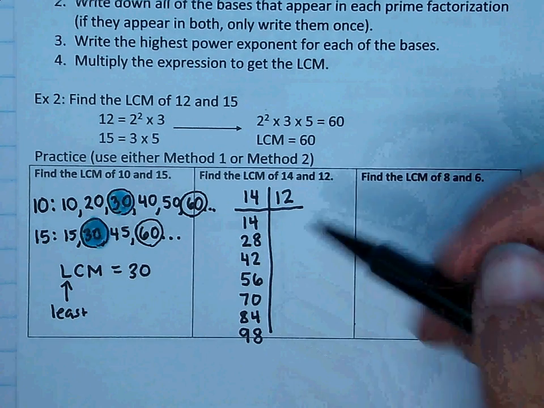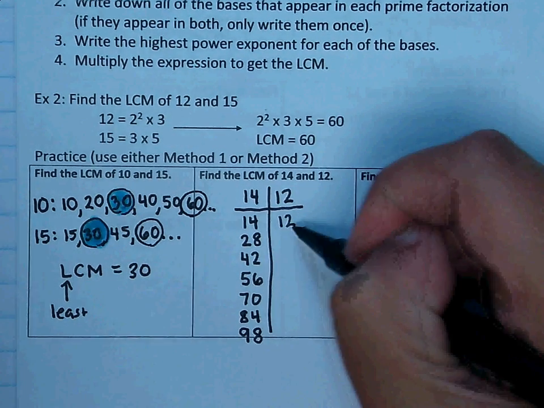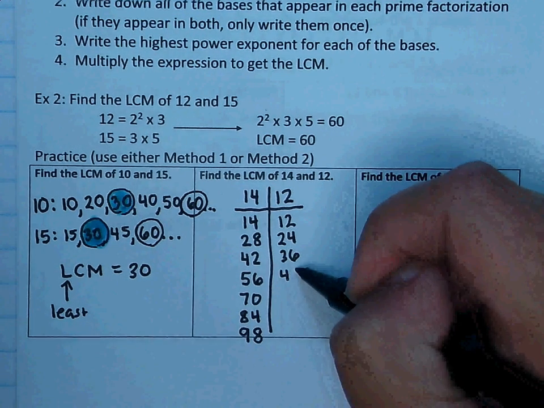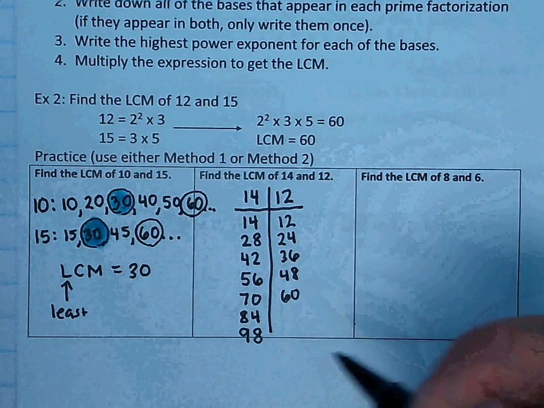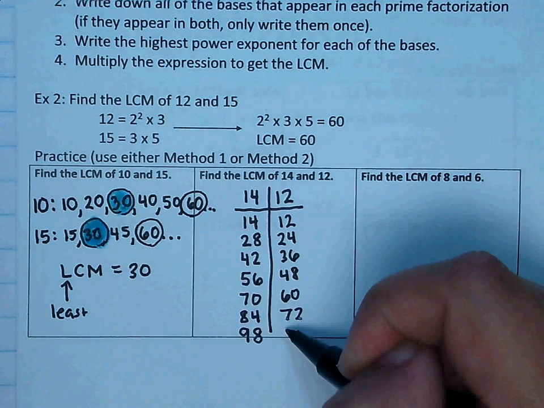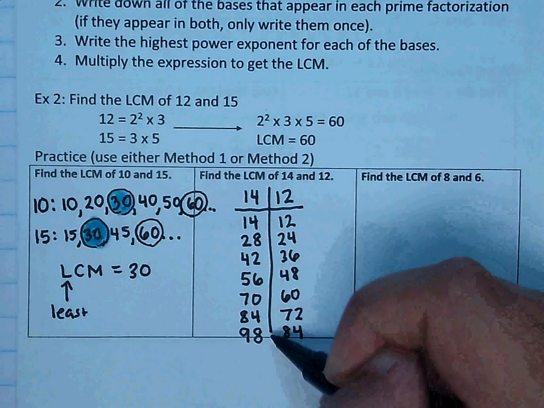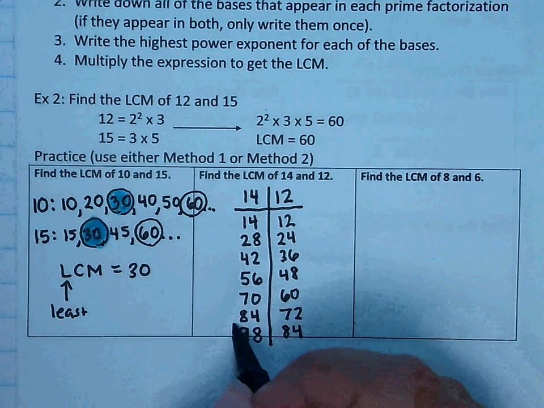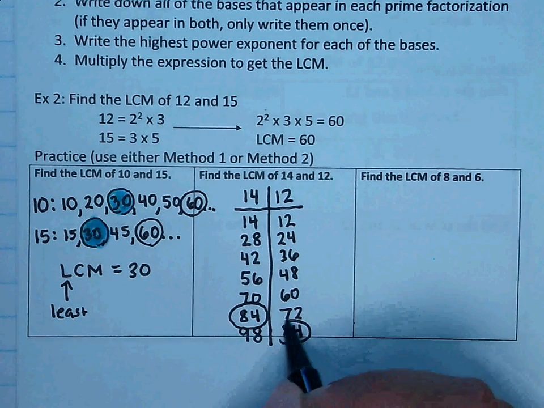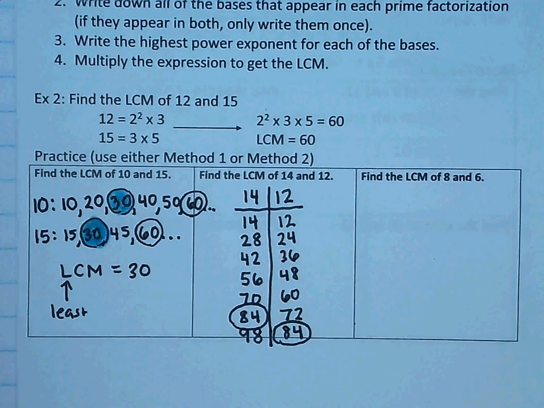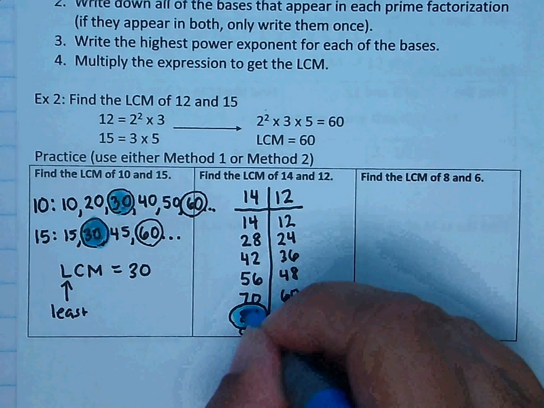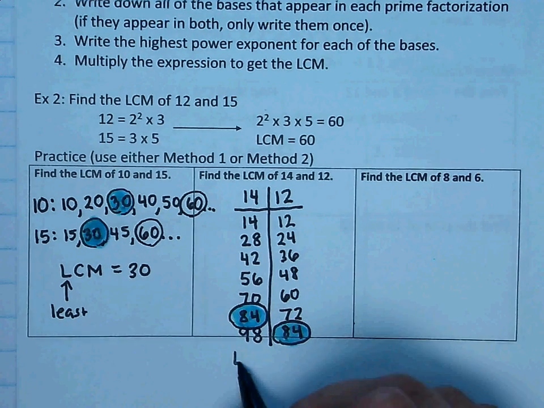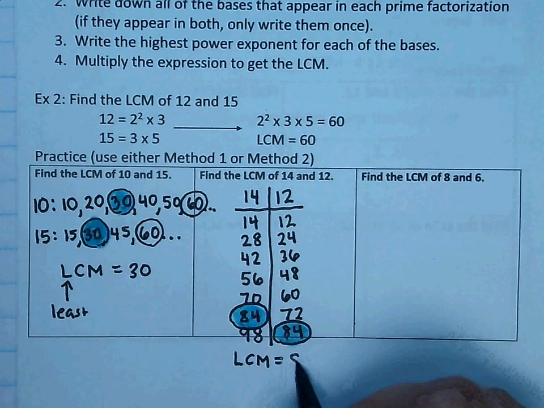All right, I'm going to list my multiples of 12. 12, 24, 36, 48, 60, 72, 84, and I'm going to stop there, and I'm going to see if I have anything in common. And I think I said a number twice. 84. Is it the smallest number they both share in common? It is. So my LCM for 12 and 14 is 84.